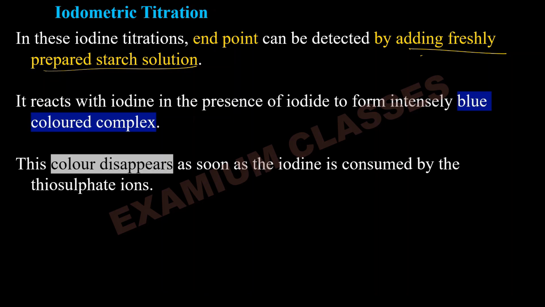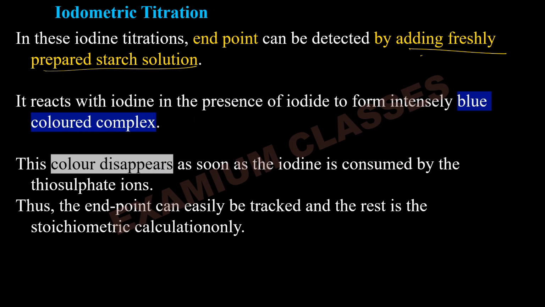The difference is that here we use a known amount of sodium thiosulfate ion. In the case of iodimetric, it was unknown. It was that substance whose strength was to be calculated. Thus the endpoint can easily be tracked and the rest is the stoichiometric calculation only.